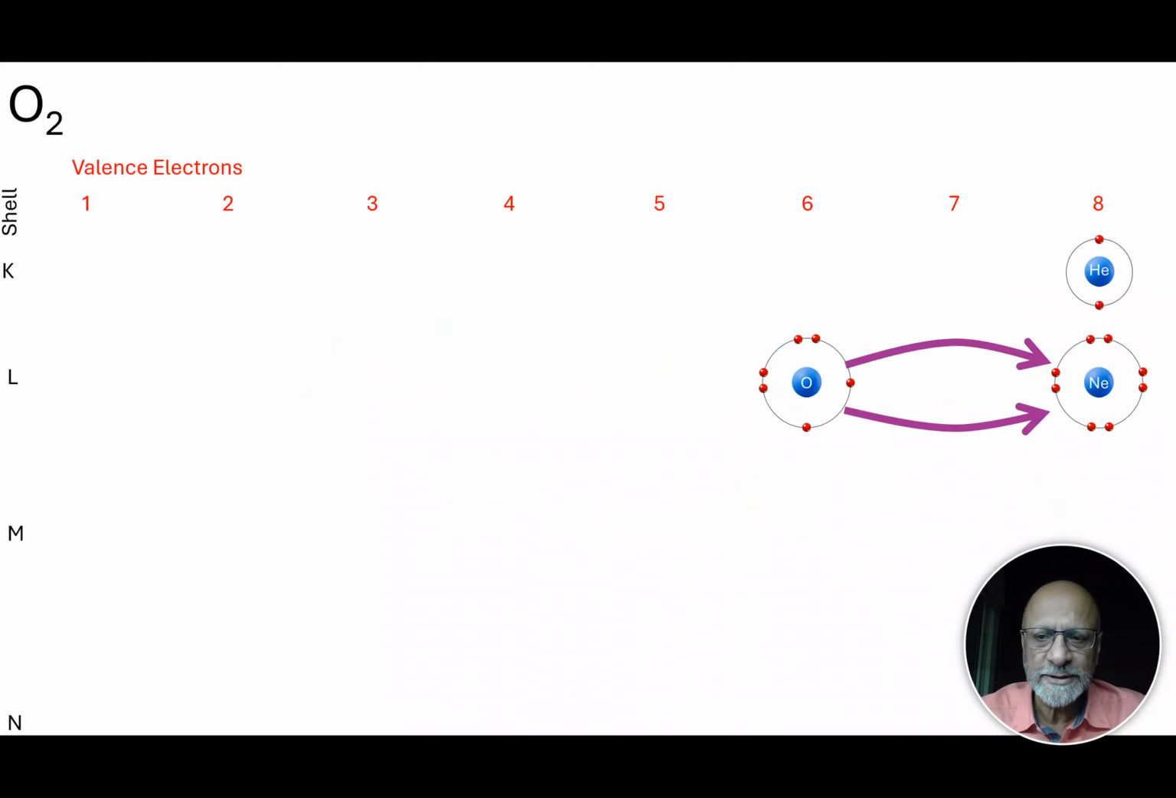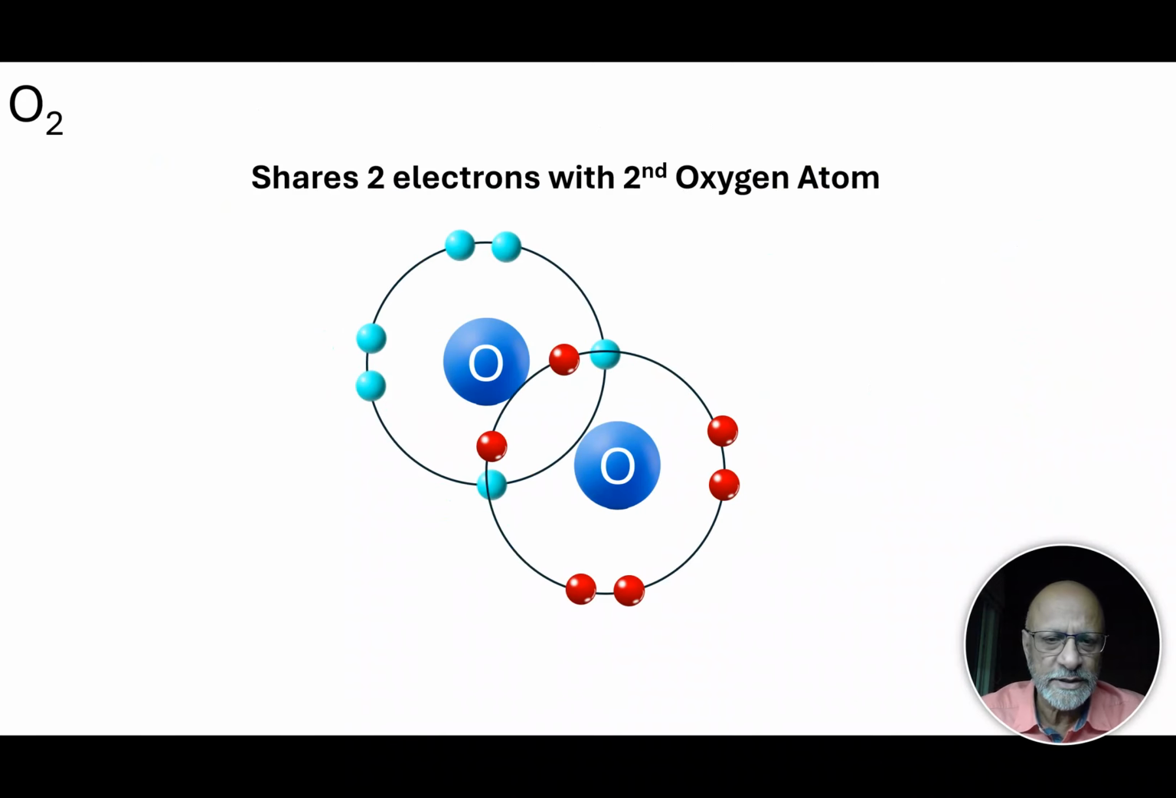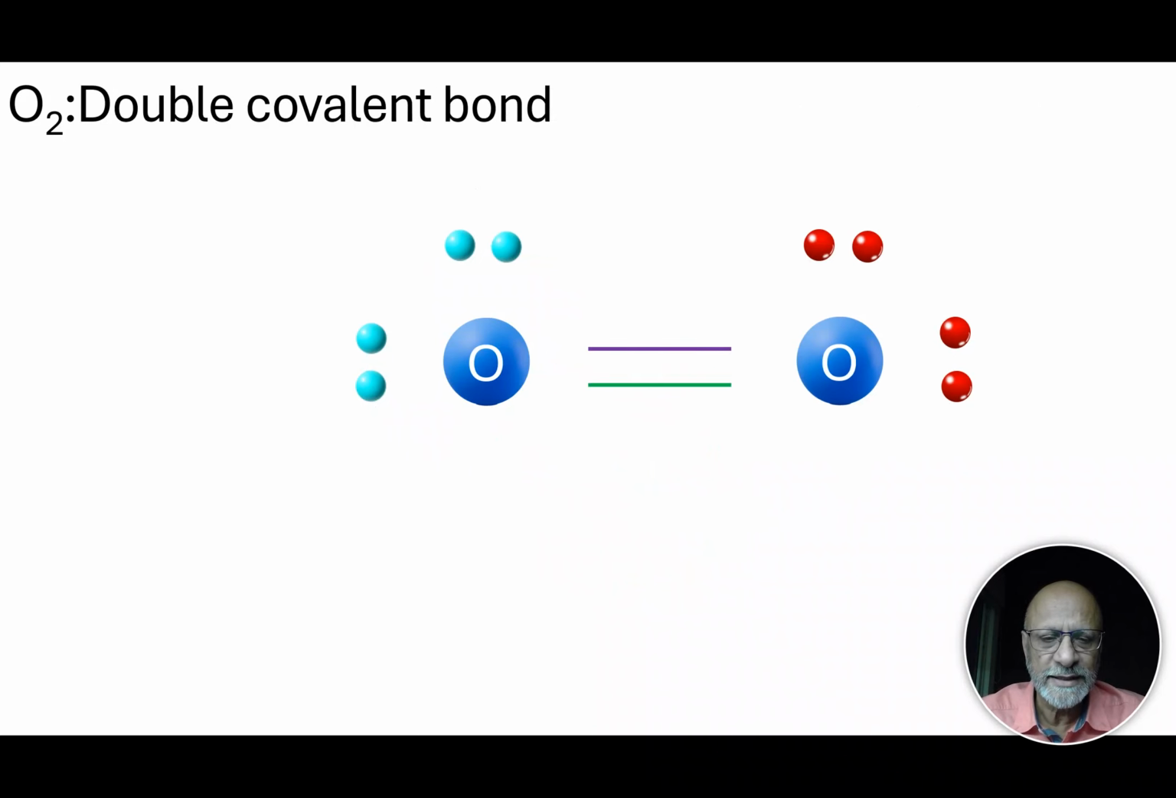Now let's look at oxygen. Both the oxygen atoms want to reach the neon octet. So you have 1 oxygen, you have a second oxygen, and they combine to share 2 electrons each to form O2. And if you remove the circles and go with the other representation, you find that oxygen has a double covalent bond.